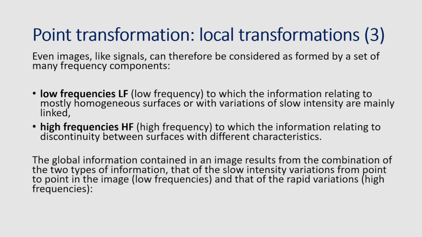The global information contained in an image results from the combination of the two types of information, that of the slow intensity variations from point to point in the image, low frequencies, and that of the rapid variations, high frequencies. L(x,y) equals LF(x,y) plus HF(x,y).